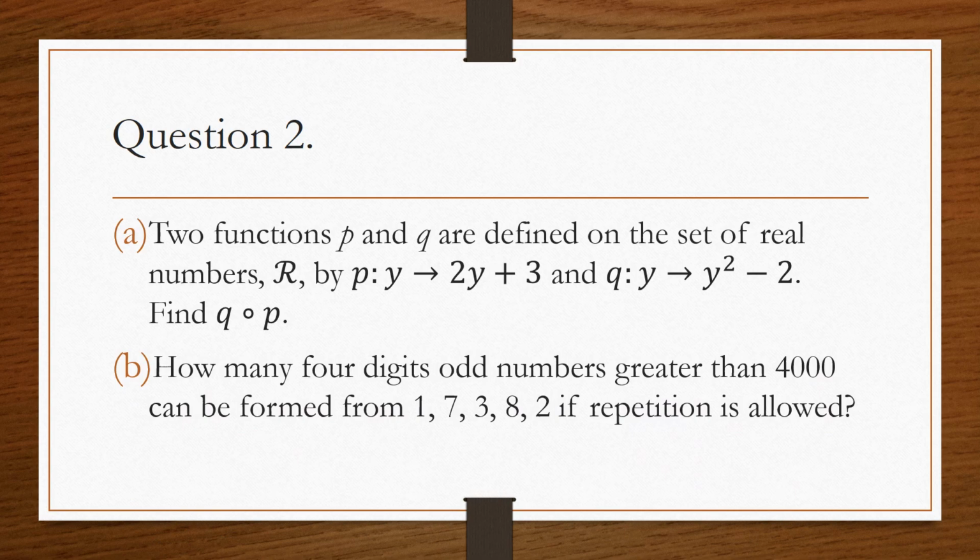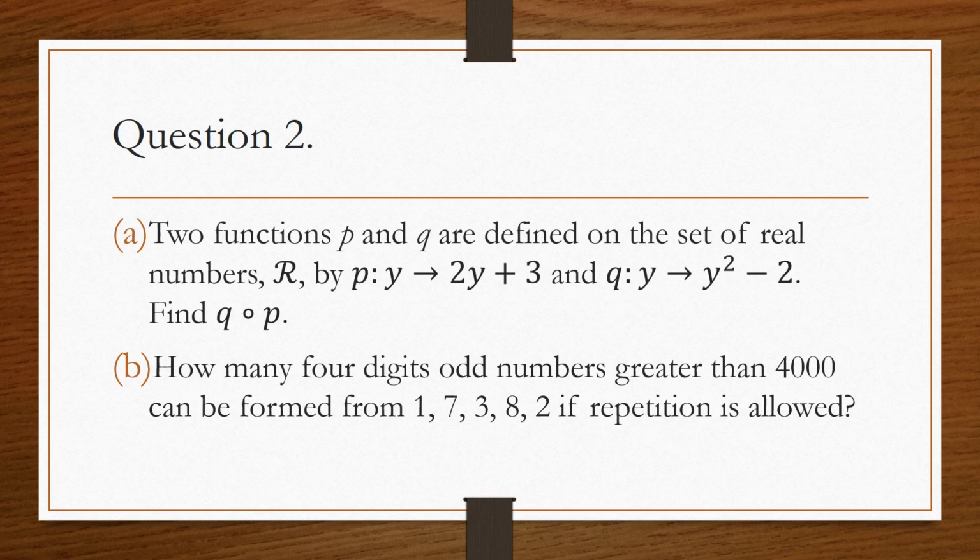We are asked how many 4-digit odd numbers greater than 4,000 can be formed from 17382 if repetition is allowed. So we solve this now.